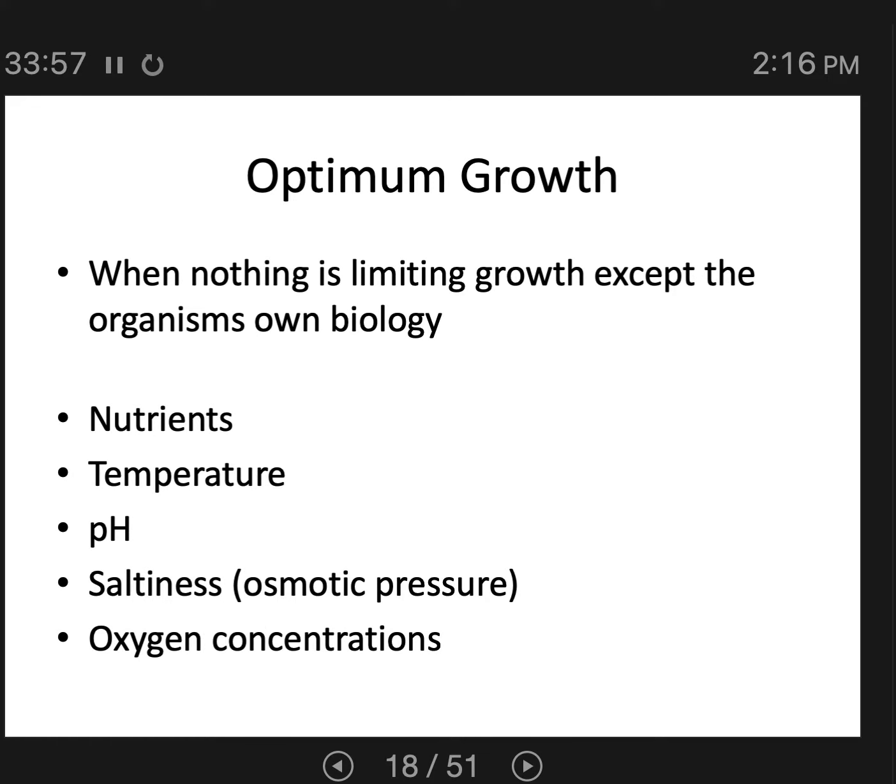All right, so now I want to talk about optimum growth. Optimum growth is when nothing is limiting growth except the organism's own biology. Optimum growth is important in the lab because when we're trying to culture a bacteria, we would like it to grow as fast as we can make it grow.